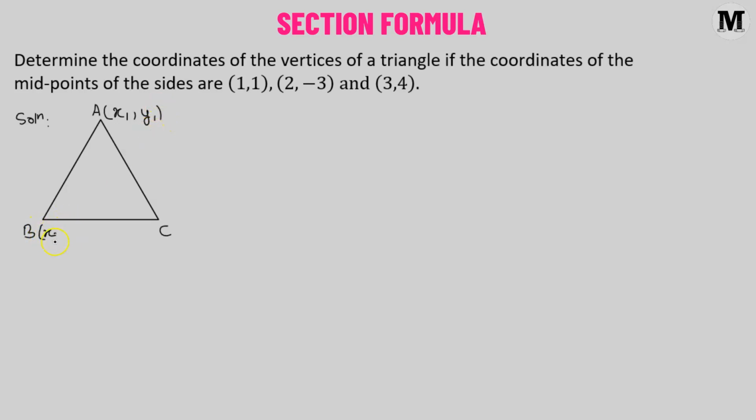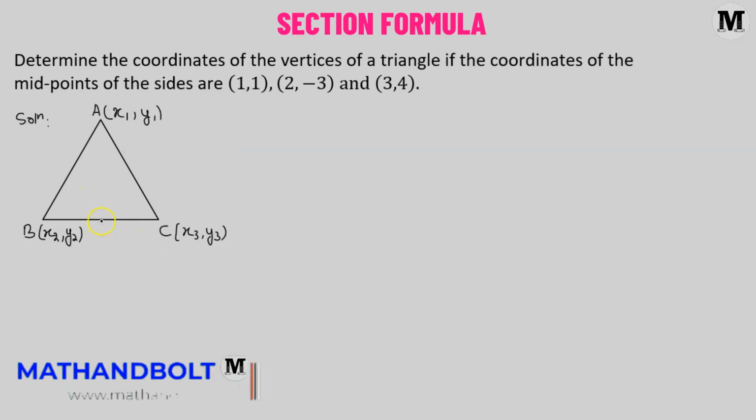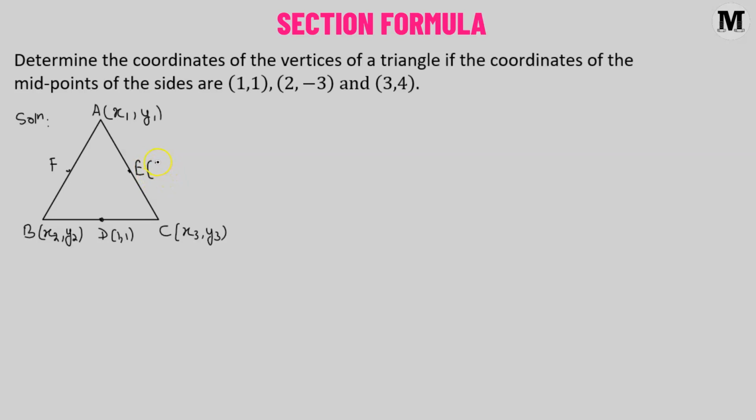Coordinates of vertex B, we're going to consider it to be x2, y2. And then coordinates of vertex C, let it be x3, y3. However, we are being provided with the coordinates of the midpoints of the sides. So let's say we name the midpoints D, E, F. We'll suppose that D has the coordinates 1, 1. So it could be chosen in any order. There is no particular way to choose the coordinates of the midpoint. So let E have the coordinates 2, -3. F is going to have the coordinates 3, 4.